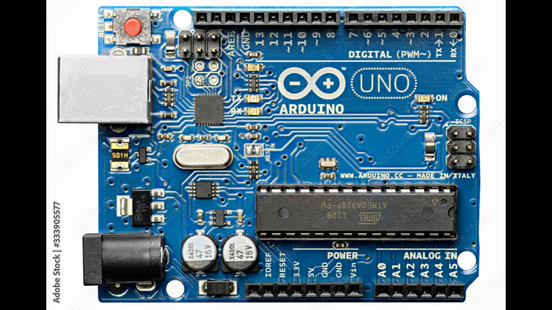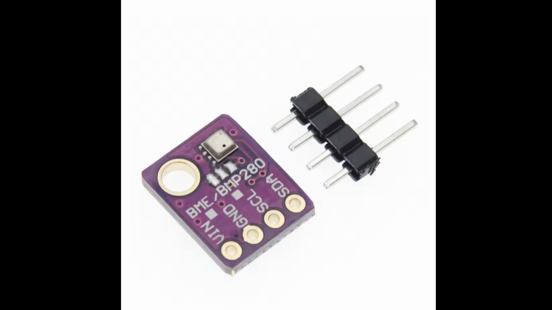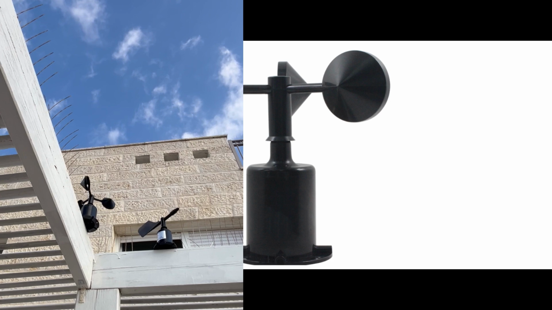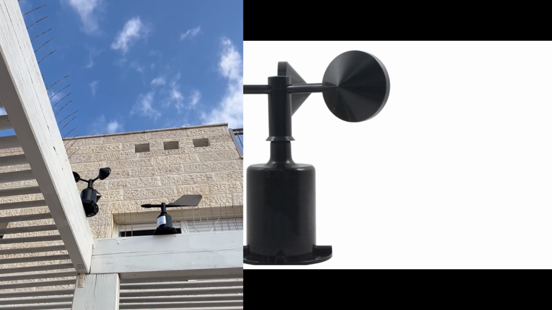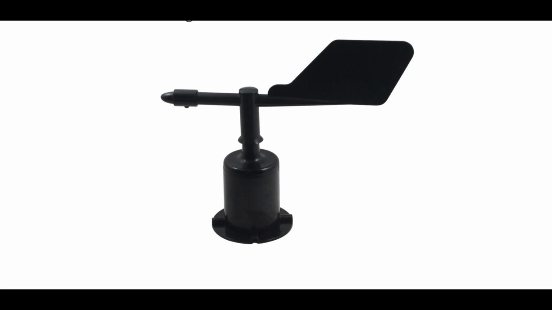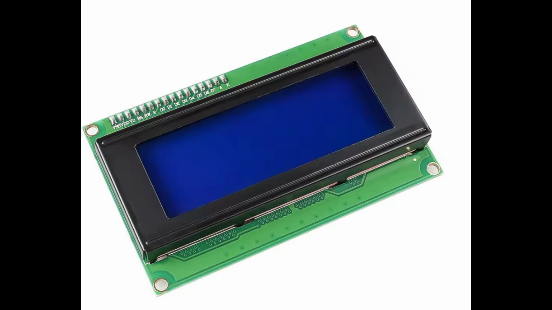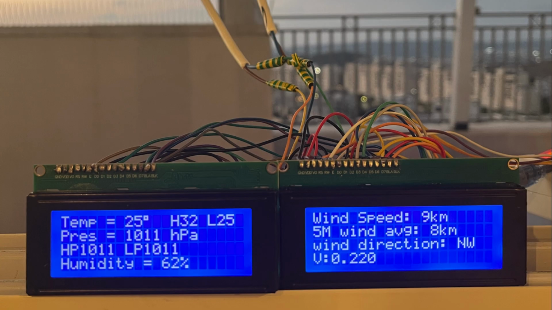For this project, I used an Arduino Uno as the main controller, a BME280 sensor that measures temperature, pressure, and humidity, a wind speed sensor which gives an analog voltage output based on how fast the wind is blowing. The faster the cups spin, the higher the voltage, and we can convert that into meters per second or kilometers per hour, a wind direction sensor, and finally, two 20x4 LCD displays, one for temperature, pressure, and humidity, and the other for wind data.